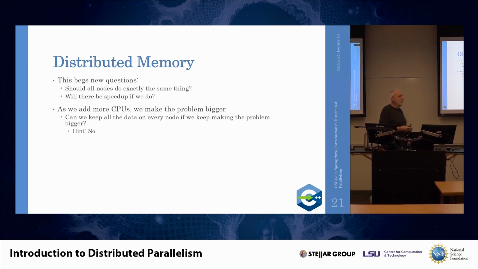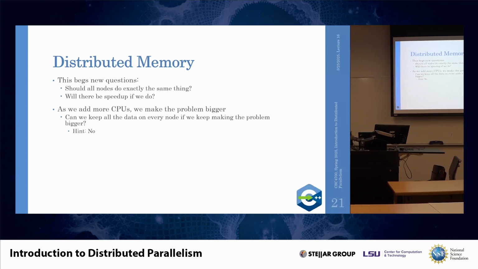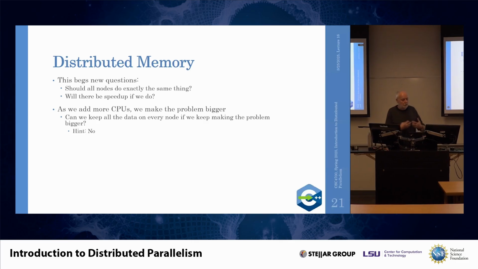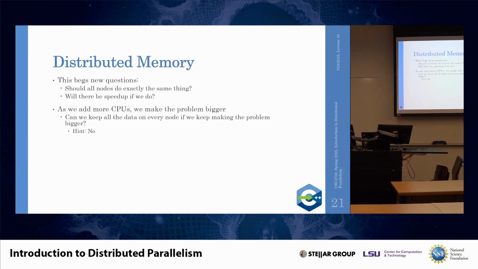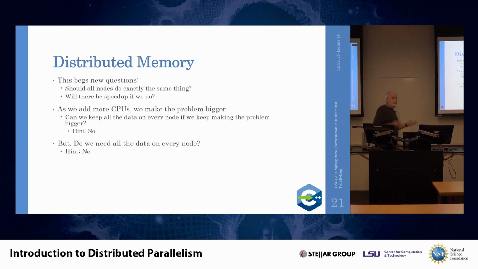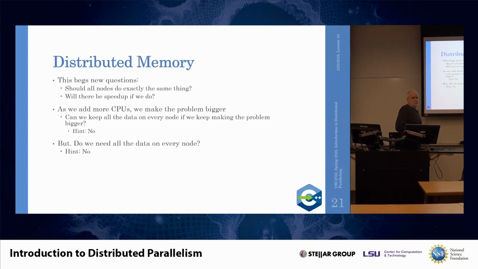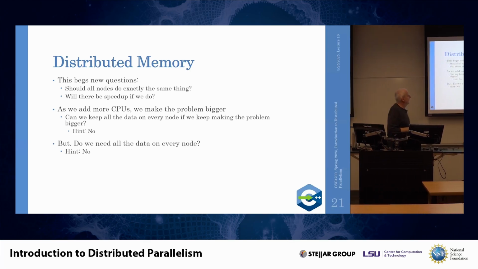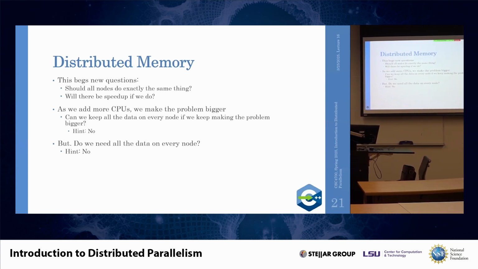So we have to find a way to not only make the problem bigger, but to split the data in a way that we can still reason about it and can still work with it. So do we need all the data on one node? That's the other question. Probably not. And I will show you some examples why that is. We actually don't need everything.